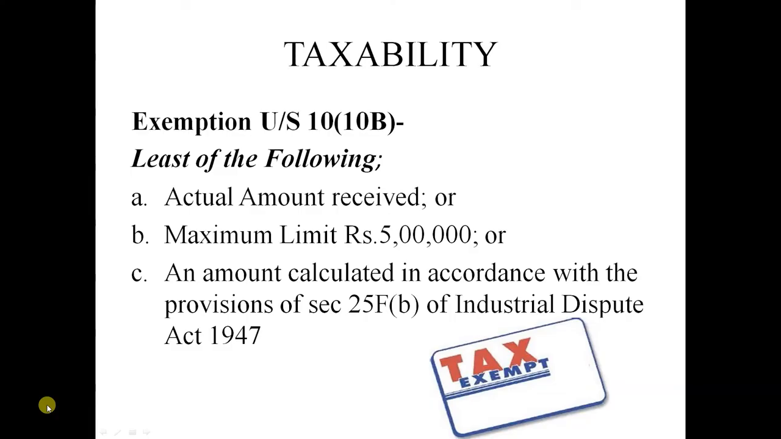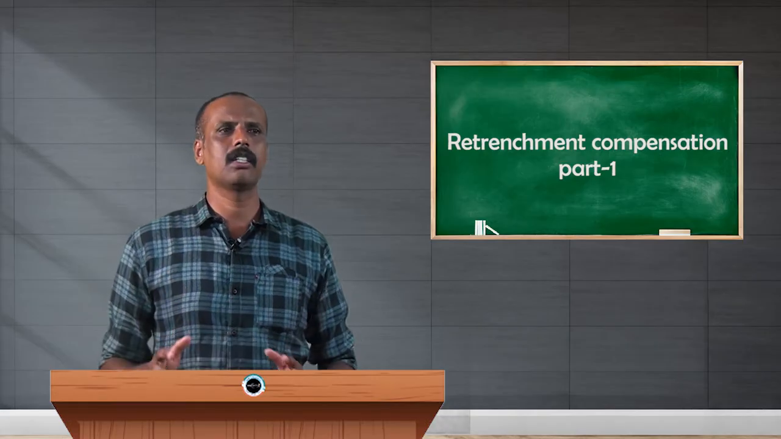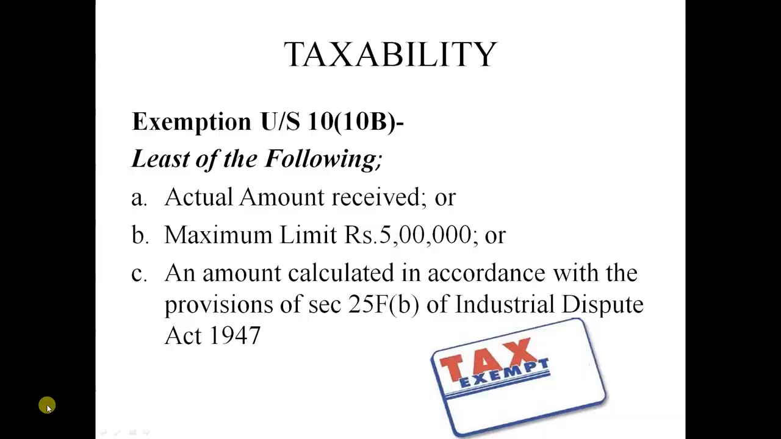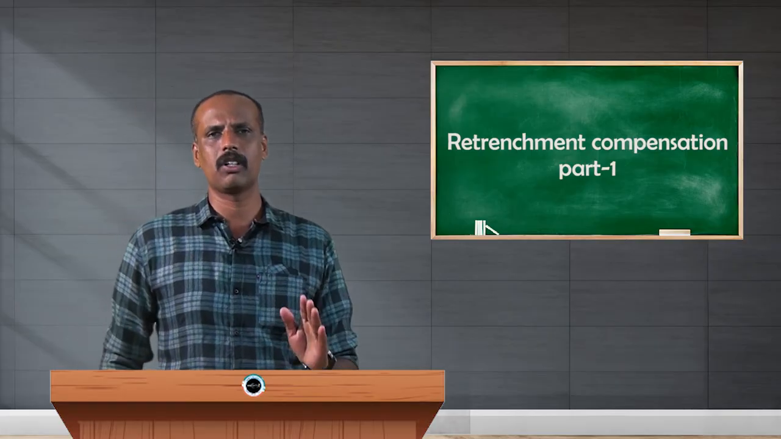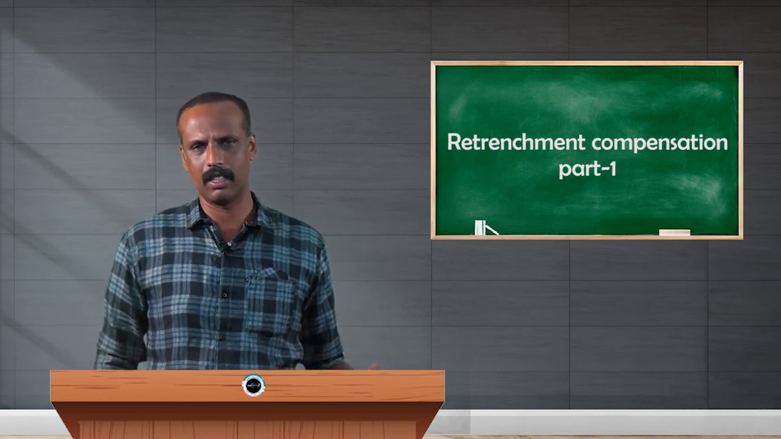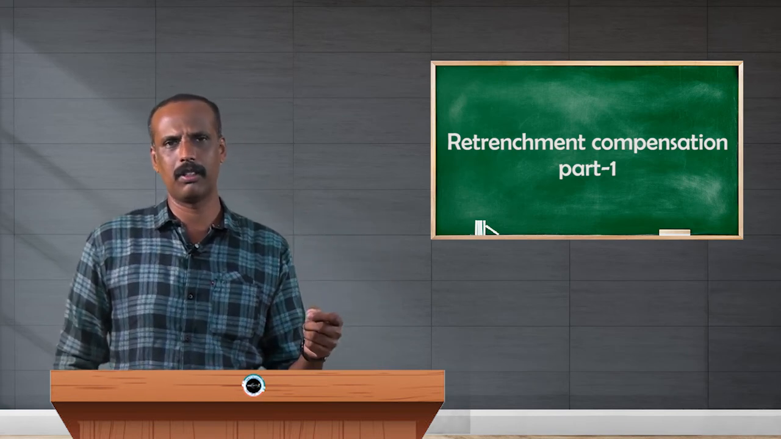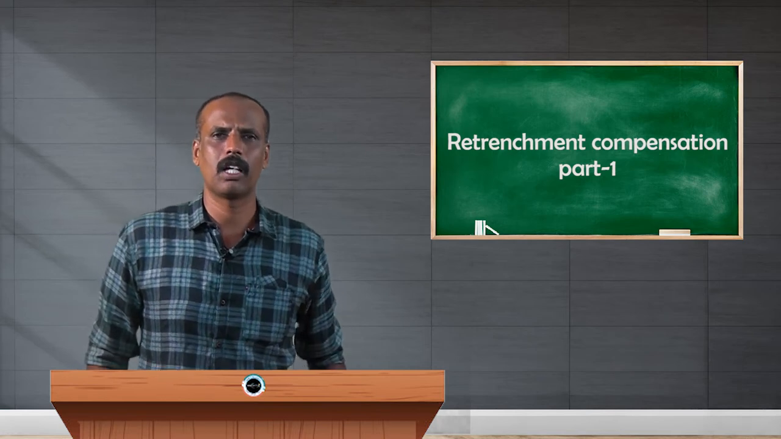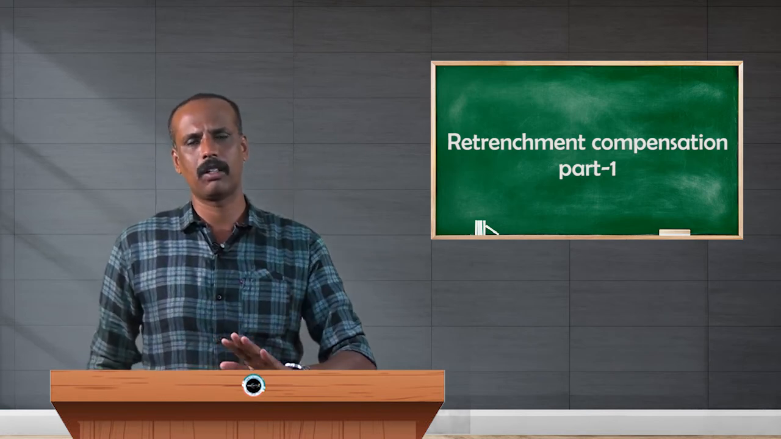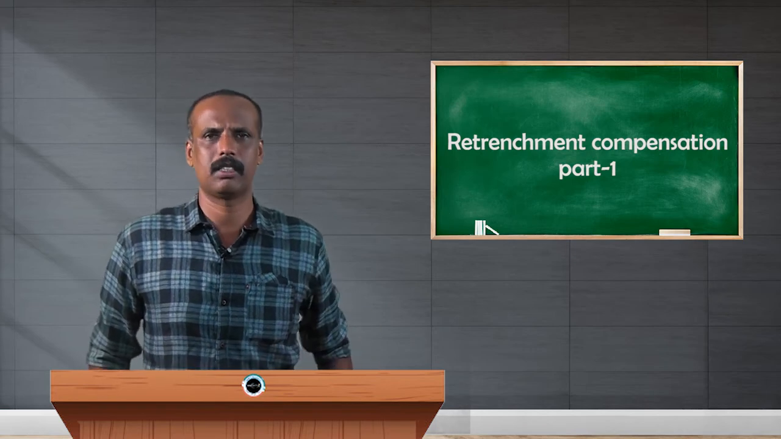First one, the taxability. There is a provision under section 10, subsection 10B. There is an exemption from the least of the following. There are three items. Out of these three items, whichever amount is least, that amount is exempted. For example, if he is receiving compensation of rupees 5 lakh, we have to calculate these three items. If these three items have the least amount, say for example 4,50,000, then 4,50,000 is exempted. Out of 5 lakh, 4,50,000 is exempted, the remaining 50,000 is taxable.